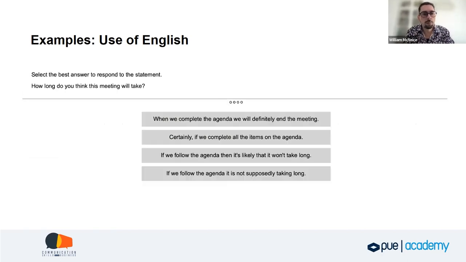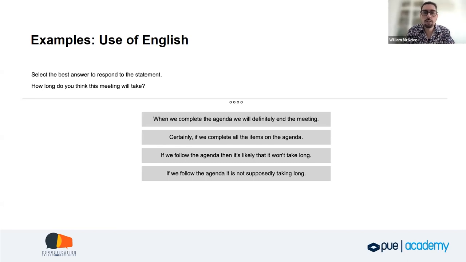And then the last type of question we have in the use of English section is a short conversation. Here we have one person saying, "How long do you think this meeting will take?" And we have the next person responding. And this is complicated because if we look at the answers, "When we complete the agenda, we will definitely end the meeting." Well, that's correct English, but that's not the answer to this question. That's the answer to a different question. The same with the second one. Certainly, "if we complete all the items on the agenda" is an answer to a yes/no question. That's not this one. So in this case, it's important to understand the context of the conversation.